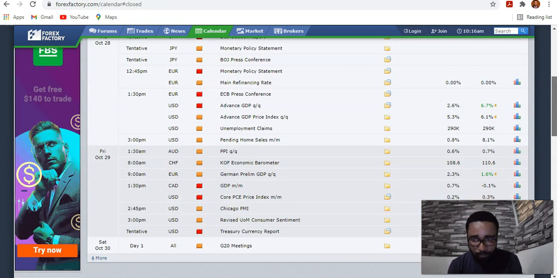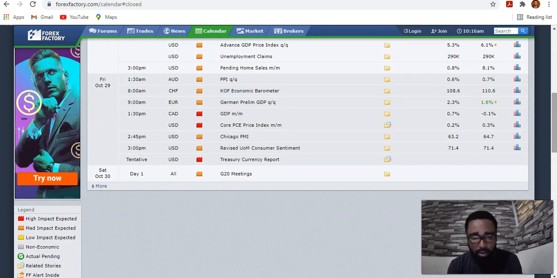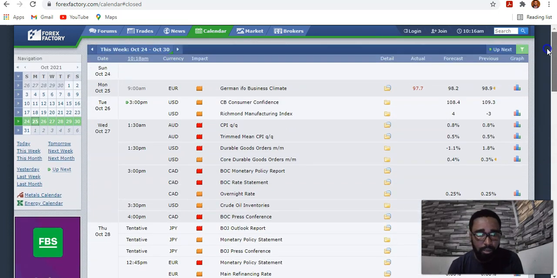Also, there are some news that doesn't have a previous or forecast. You can see here on Saturday, the market doesn't trade on Saturday, but there are news like this G20 meeting, it doesn't have previous and forecast. So you see, like last week Friday we had Fed Chair Powell's speech. Let's go there, 22nd of October.